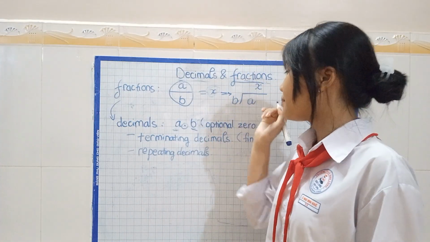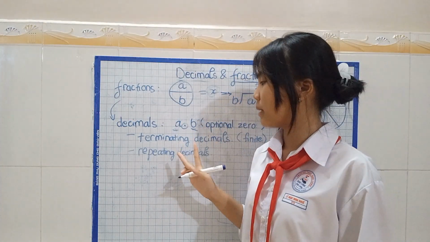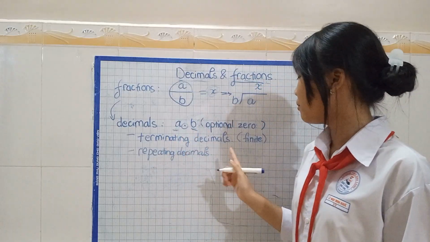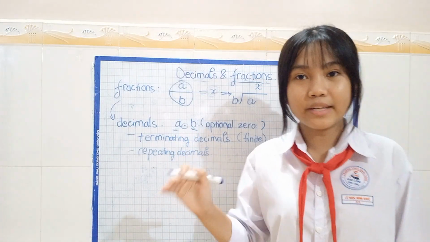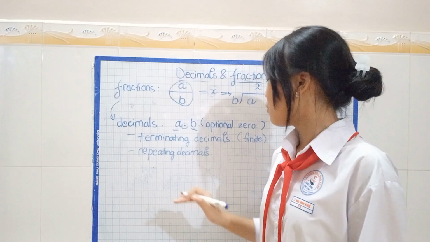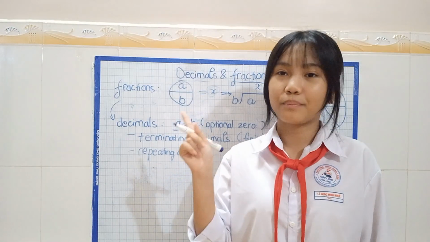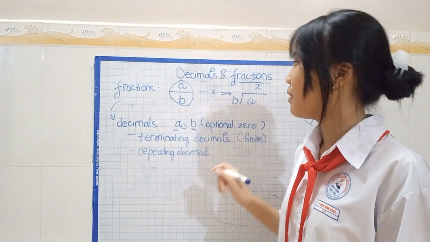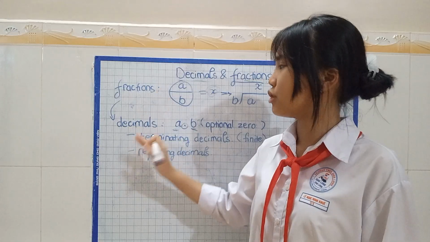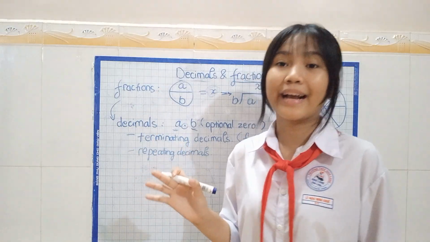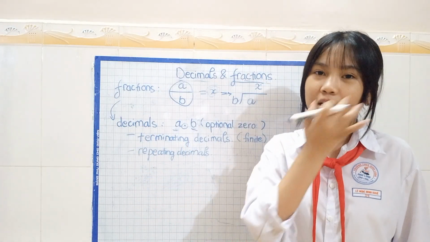So now, there are two types of decimals. We have terminating decimals, which are decimals that have a finite amount of numbers, or repeating decimals. And what are they? Let me show you. So first, how do we turn a fraction into a decimal? We do the cowboy technique.